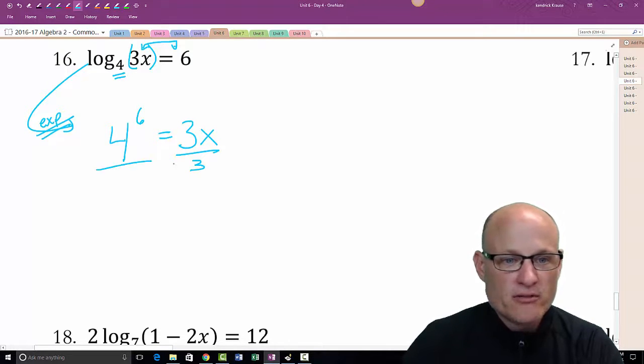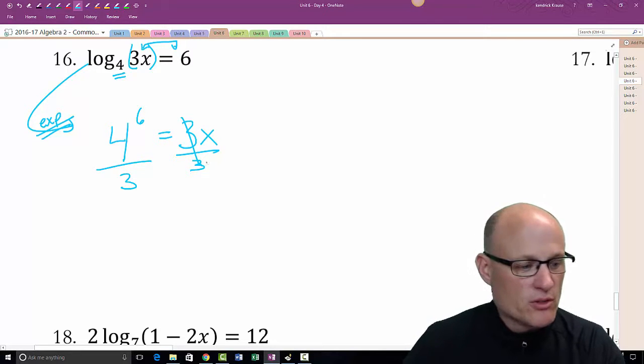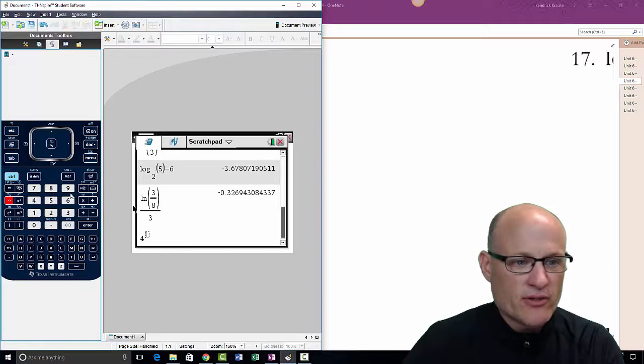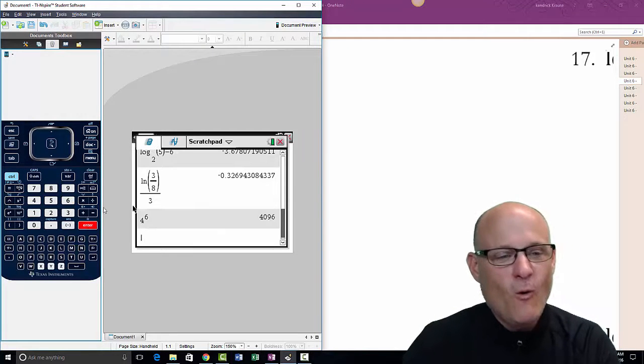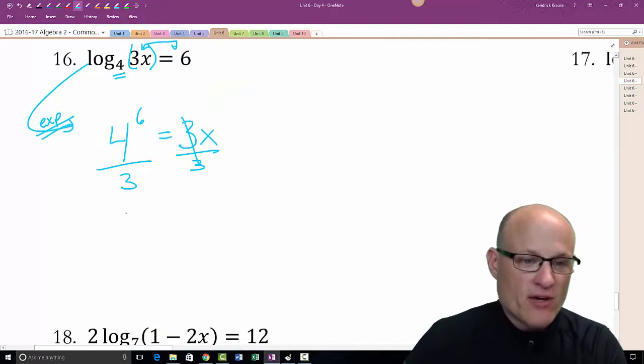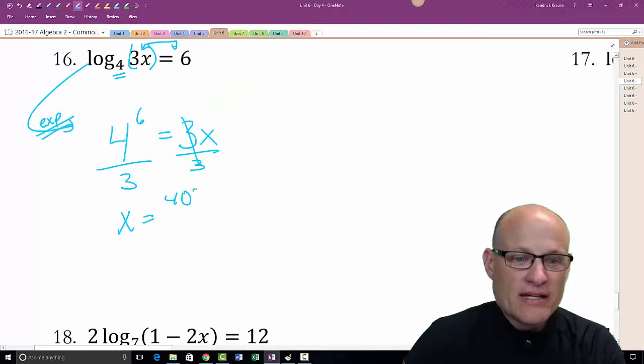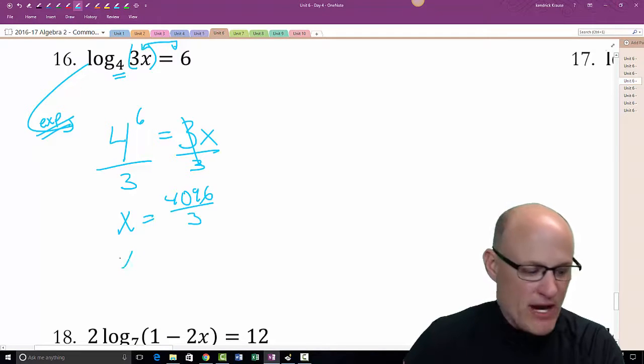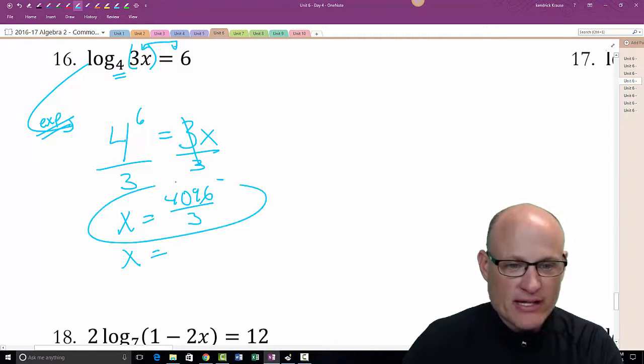Divide by 3, divide by 3, and I get, let's see, 4 to the 6, 4, 16, 64, 256, 1024, 4096, is that right? I don't even know. I'm going to check that. 4 raised to the 6, 4096. Oh, divided by 3. It's 4096 over 3. So x equals 4096 over 3. But it said round to the nearest. I'll just leave it like that.